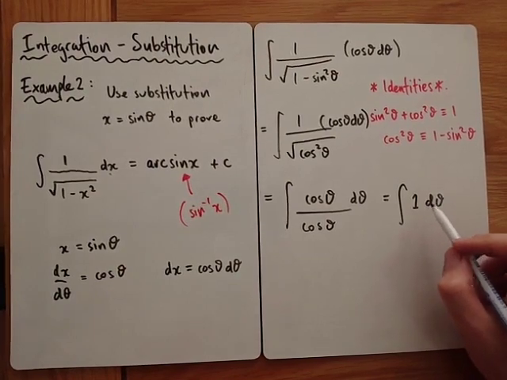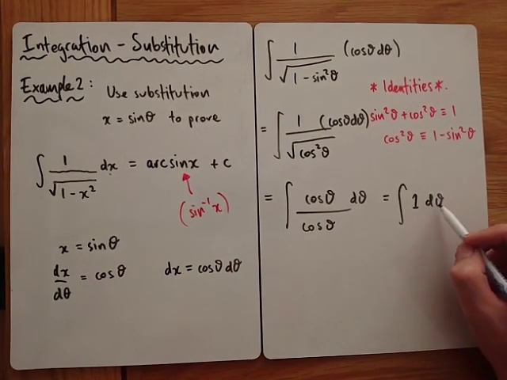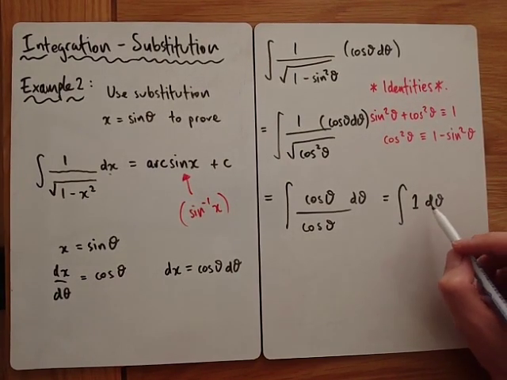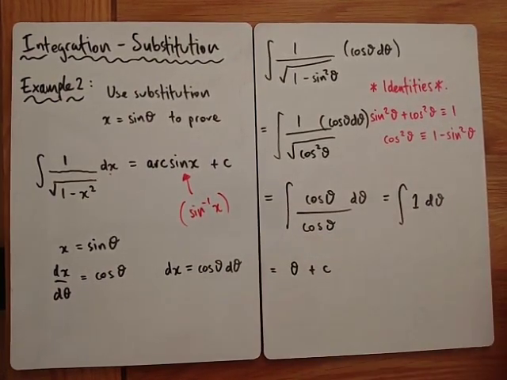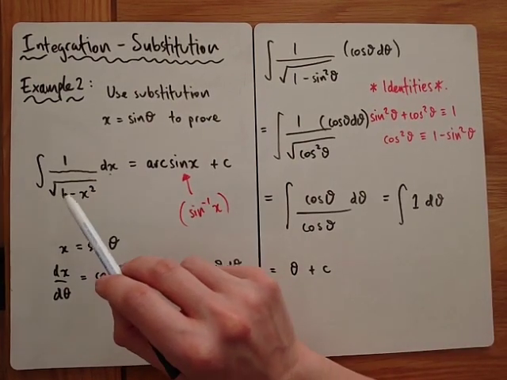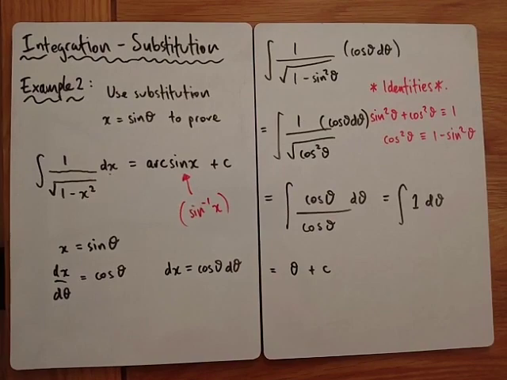Now just be careful. When we integrate 1 with respect to theta, it's not going to become x, it's going to become theta. So this would equal theta plus c. Now the final step, obviously we want to write it back in terms of x. So how are we going to do that?